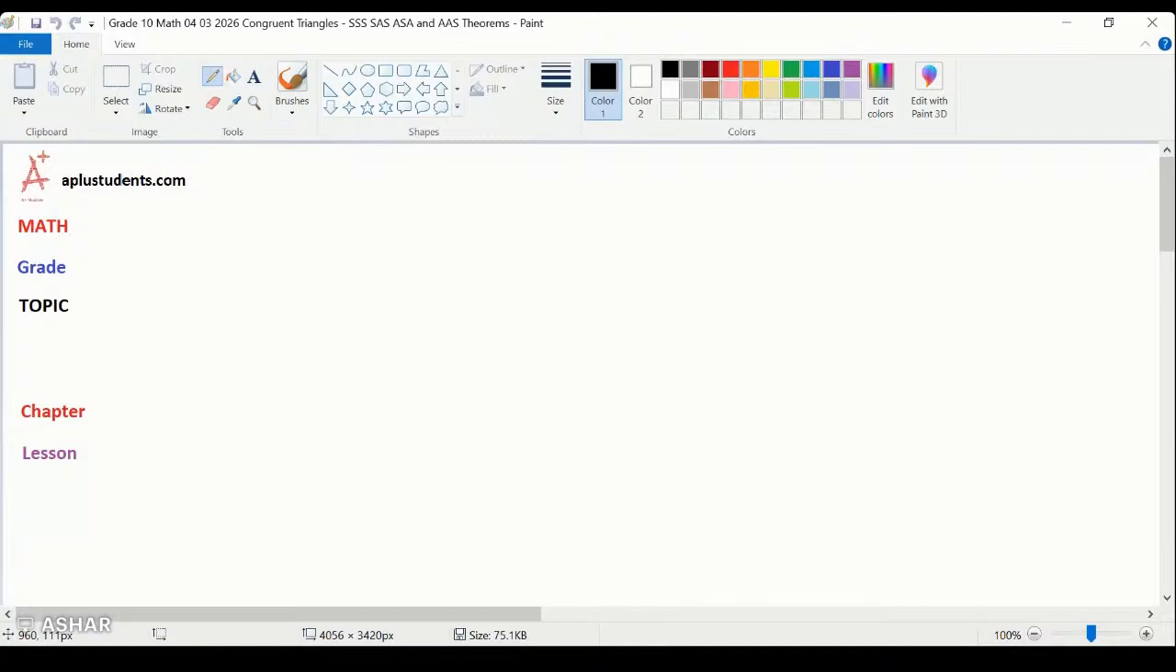The first thing you need to do is go to aplusstudents.com. You need to go to the website. Once you're on the website, you need to select math as your subject. This is a grade 10 maths lesson, and the name of the topic is Congruent Triangles.